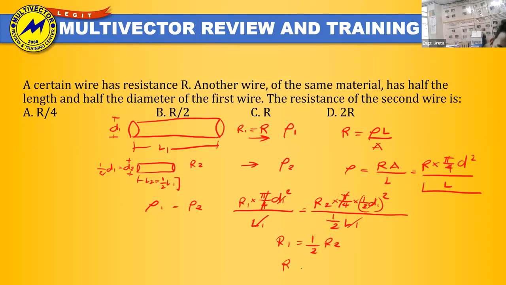Then R2 is just equals to 2R. So ang tamang sagot, 2R1, so letter D, which is equals to 2R. Kasi nga represented yung ating original resistance as R, so 2R.